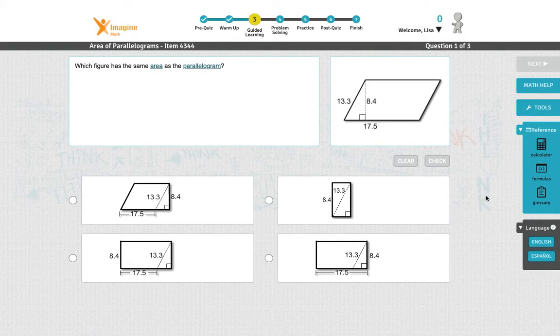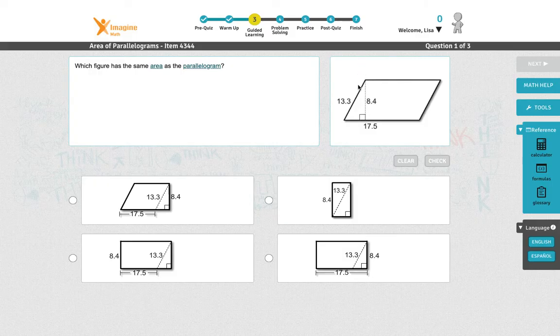Hey guys, I thought I would show you a little bit about some things that I noticed that you were struggling with. Area of parallelograms was one of them, so I thought I'd make a little video for you. The first thing is that when we're looking for the area of a parallelogram, remember we're looking for the height, where that perpendicular line is.